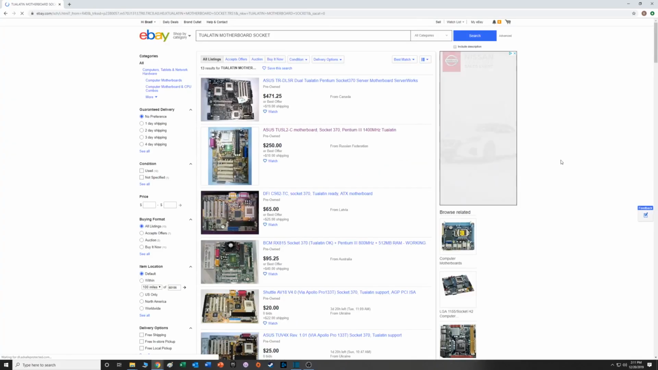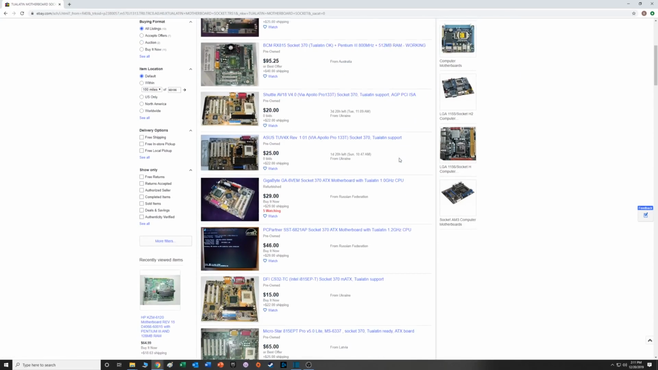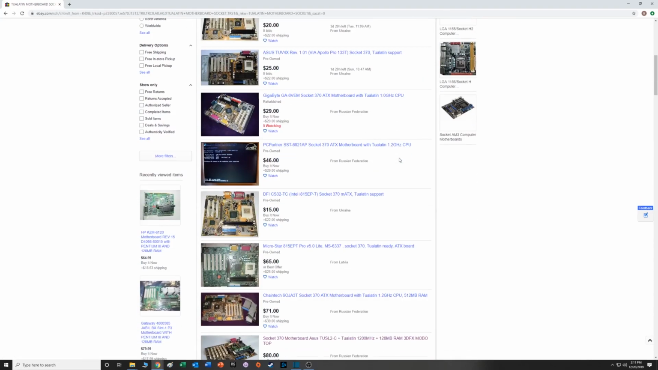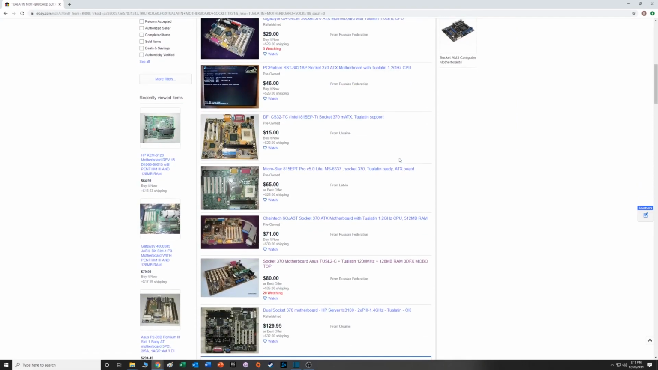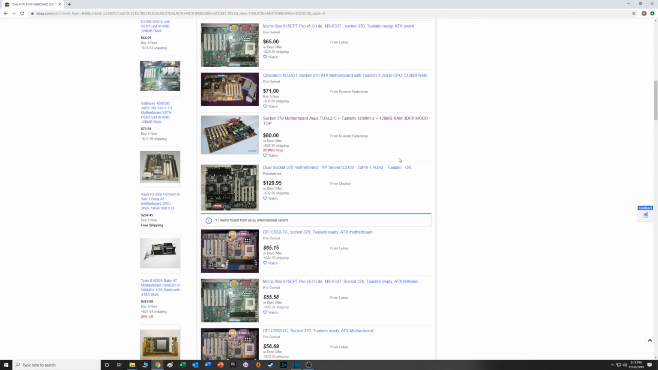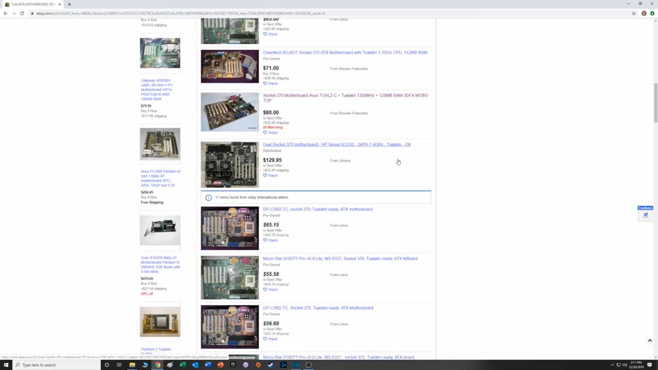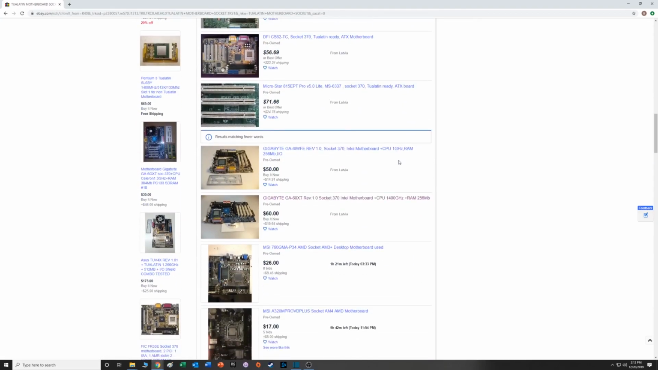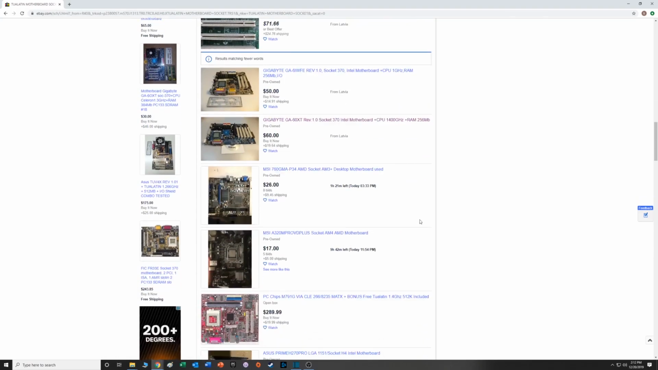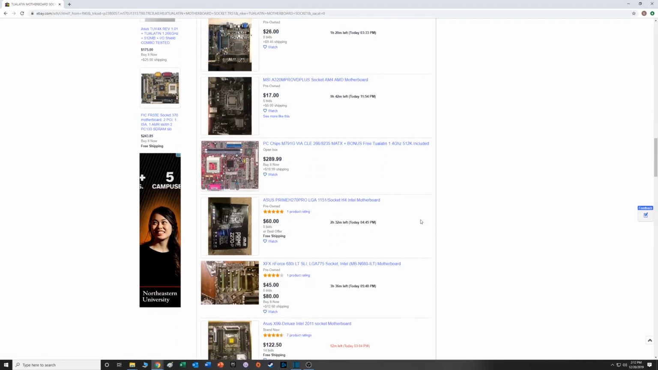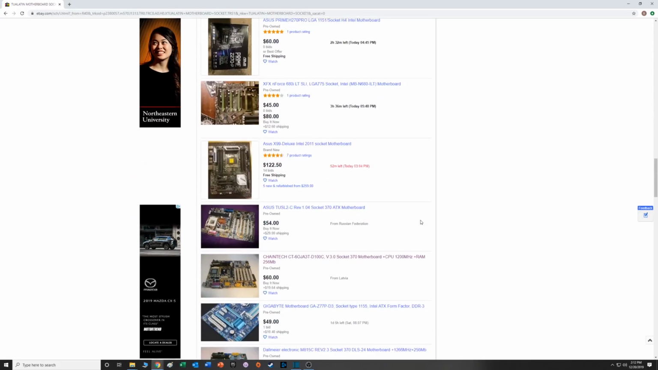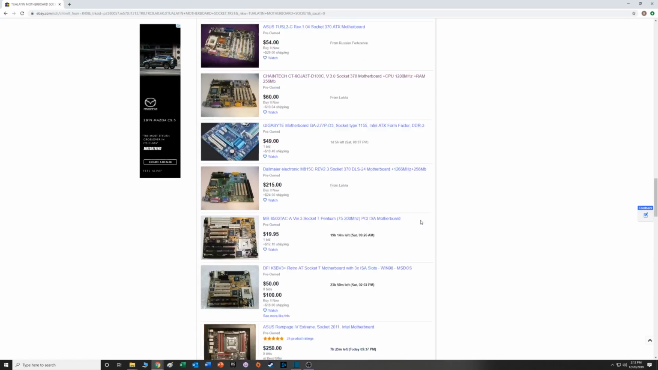I started looking through eBay, and I searched and searched for a Tualatin processor on an AT style motherboard. I did some more research online, looked back at eBay, and went back and forth many times, and as far as I can tell, there is no AT motherboard that will support a Tualatin processor, which is kind of sad.